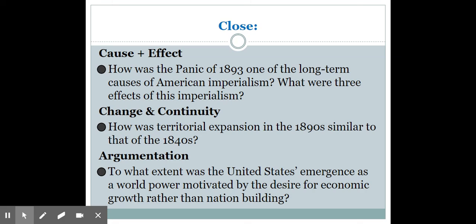And then the last piece is argumentation. To what extent was the United States' emergence as a world power motivated by the desire for economic growth rather than nation building? So, again, we are going to have to keep coming back to this idea of what was the ultimate purpose? Was the US looking to just grow its economy, or was it looking to further increase its national power and build up other nations as well? We will continue to see that as debate throughout this time period of Unit 7.